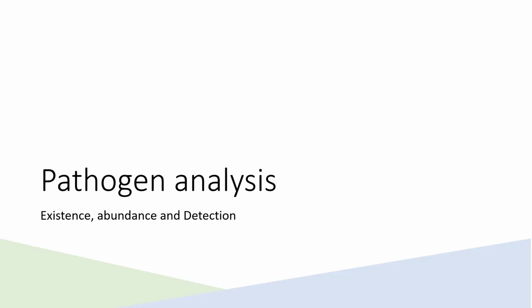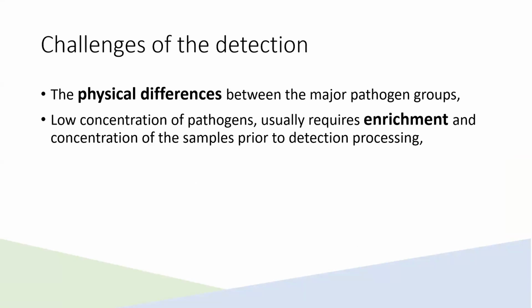Then what can we do in the laboratory? The challenge. In this session, we will also become a laboratory person. The challenge is physical difference between major pathogen groups. So to identify the pathogen, we look at the morphological difference or unique morphology that they have. But some of the pathogens do not have a unique morphological characteristic. So it makes it difficult.